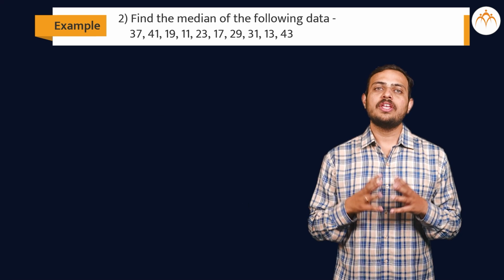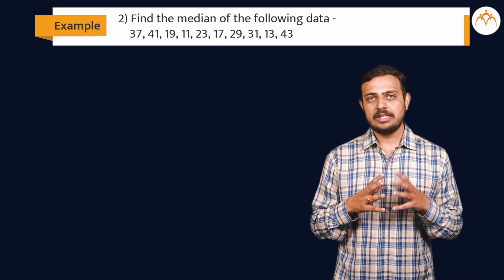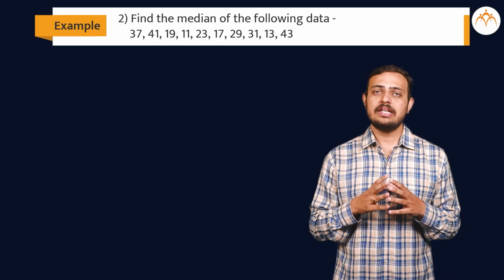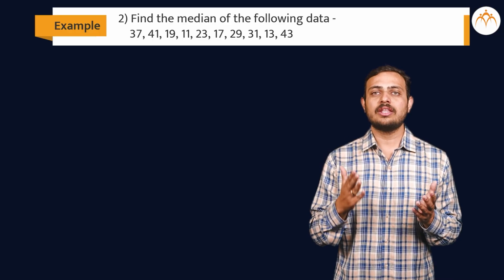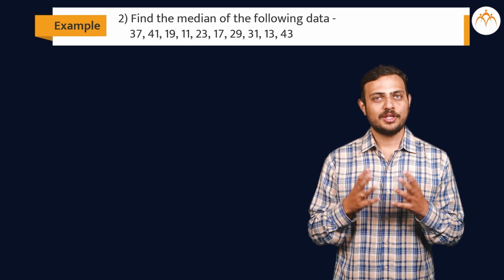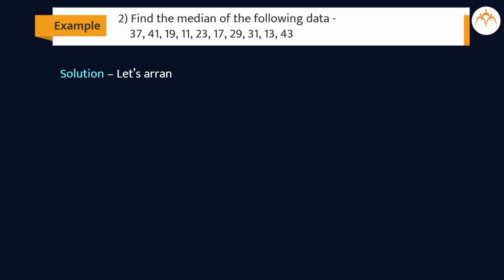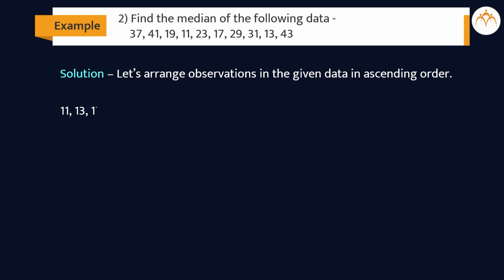Find the median of the following data: 37, 41, 19, 11, 23, 17, 29, 31, 13 and 43. Solution. Let's arrange observations in the given data in ascending order, which gives us 11, 13, 17, 19, 23, 29, 31, 37, 41, 43. The total number of values is 10.